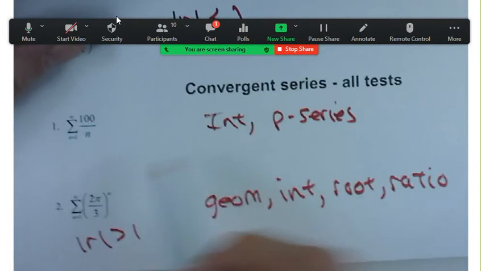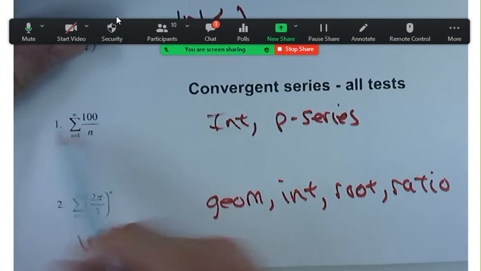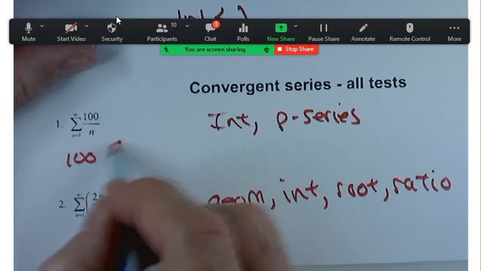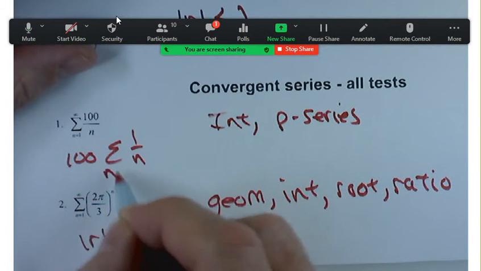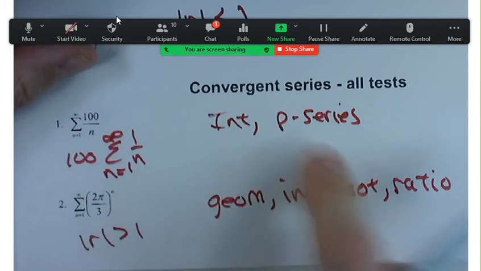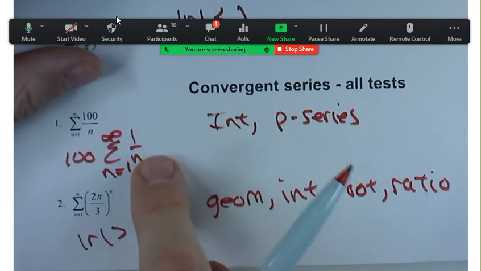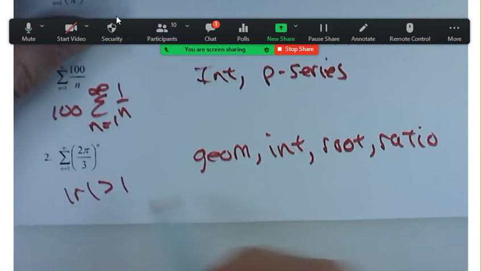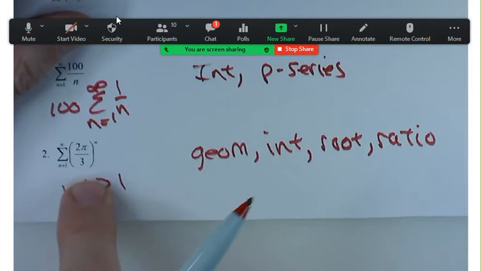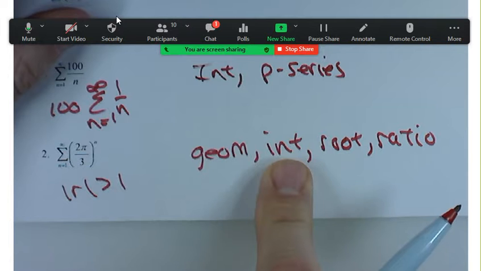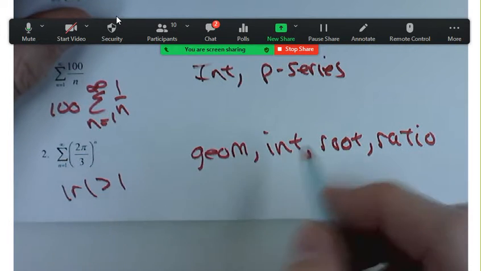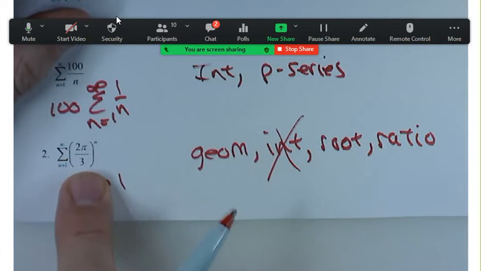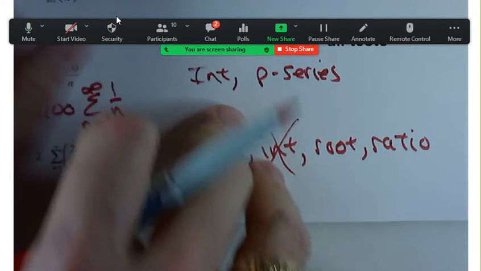So with the first one, that's really 100 times the harmonic series, the sum of 1 over n. You could either use the integral test or the p-series test. Either way, it diverges. Second one, mostly I think of this as a geometric series, and I'd use that, or the integral test, or the ratio test. This one, not so much. Most people aren't going to integrate that, although you could use that.